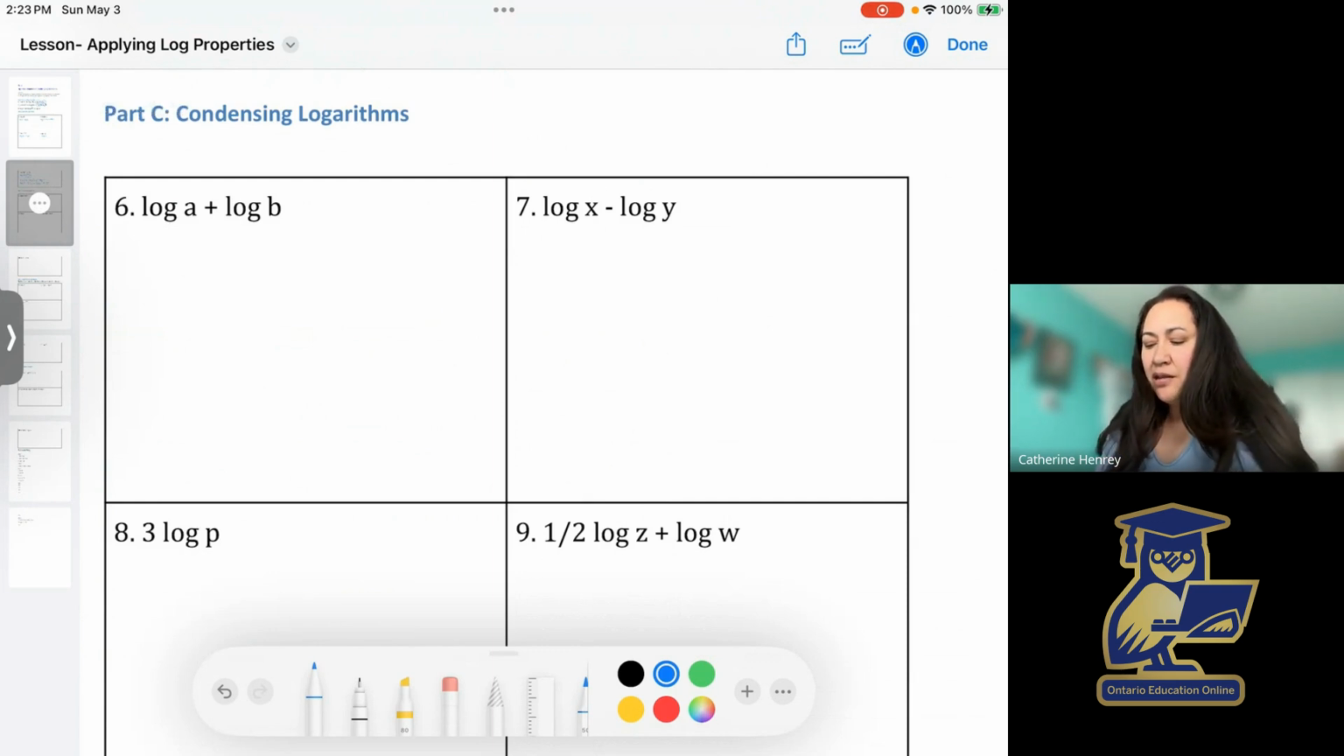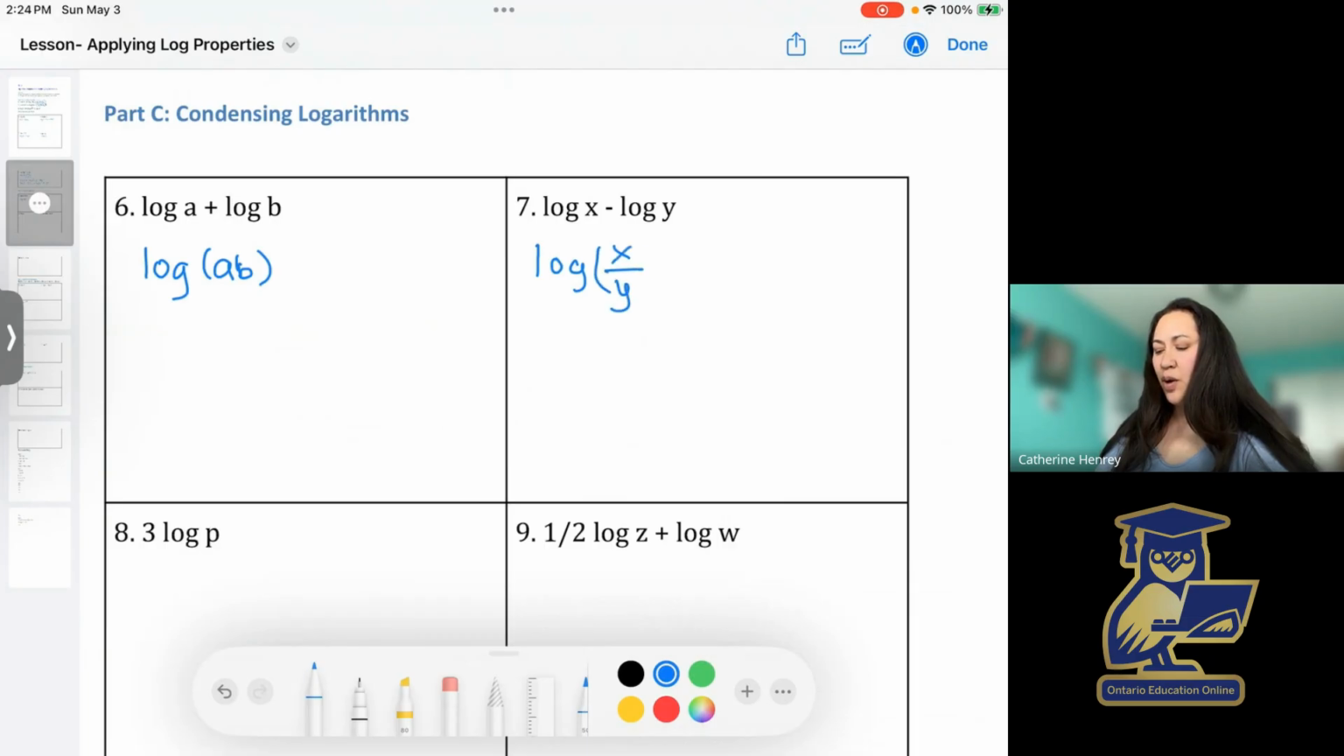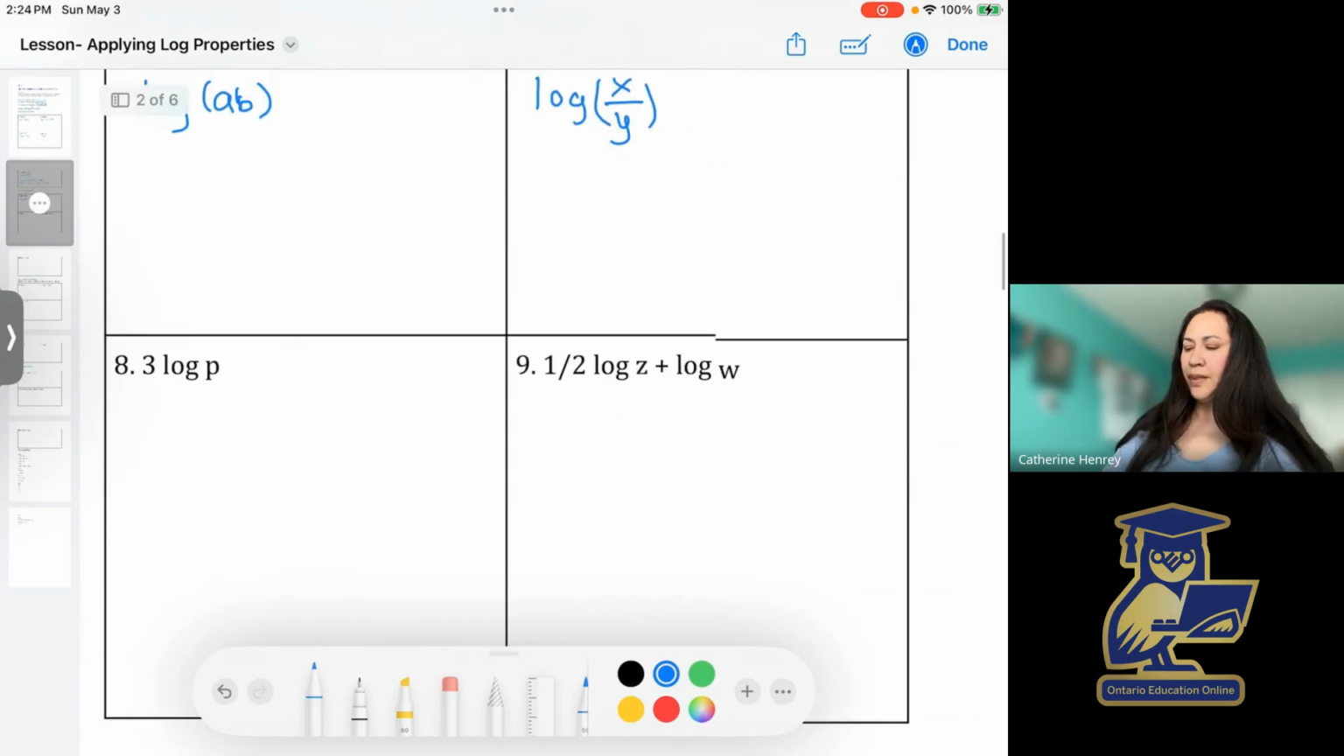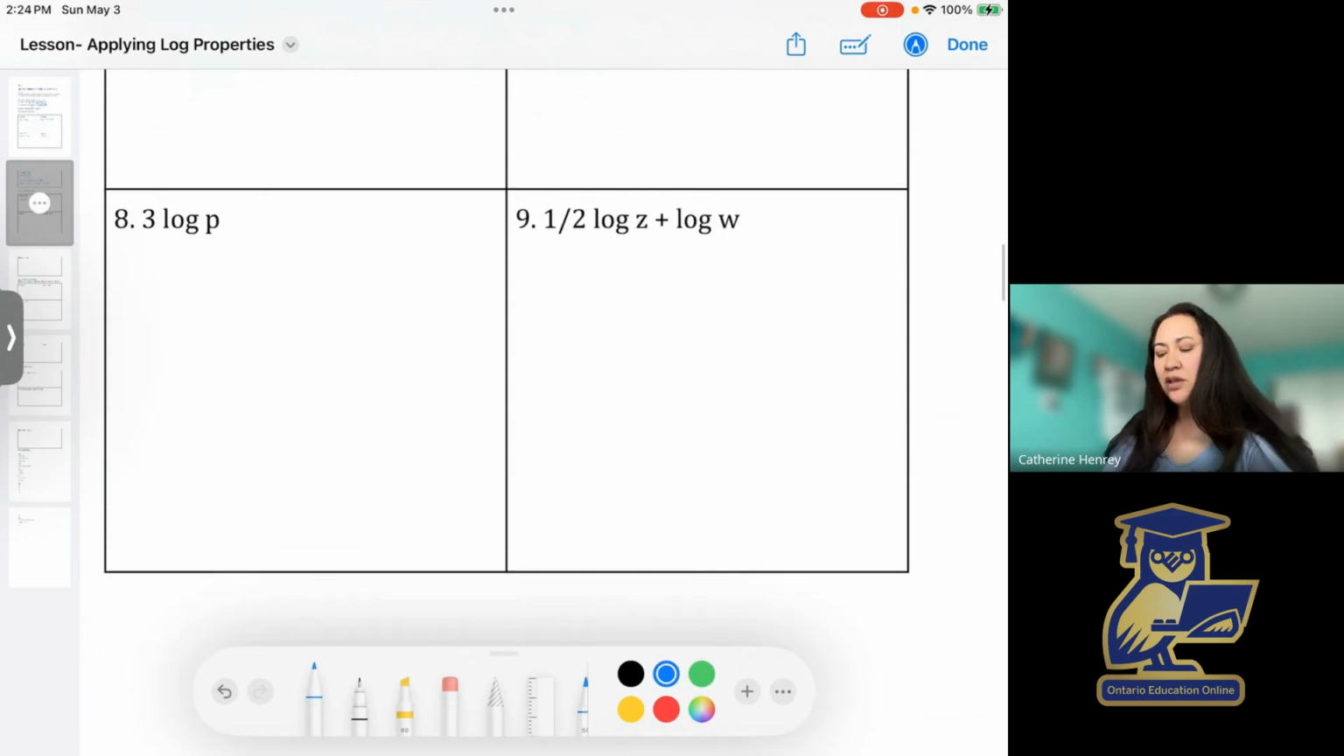So the log of a plus the log of b is the same thing as multiplying both. So log of a times b. For number 7, we have subtraction, so we know that's the quotient. So log of x divided by y. For number 8, we have a log that has a coefficient here. So when we condense it, we're just going to move that back to be an exponent. So this is the log of p to the exponent of 3.